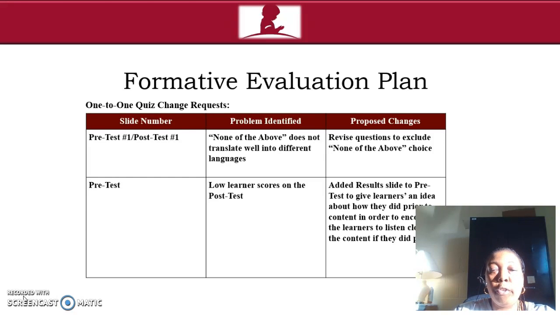We had low learner scores on the post-test. As a result of this, we added a results slide to the pre-test so that learners would have an idea of how well they did prior to completing the modules.